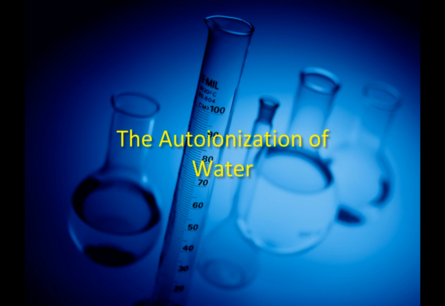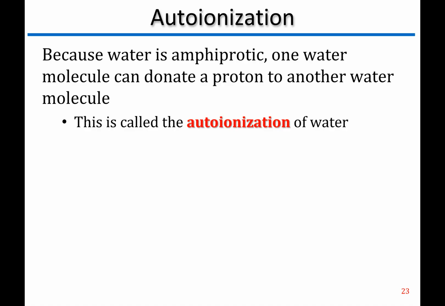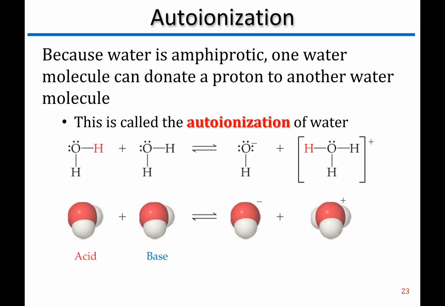Okay, so the next section we'll talk a little bit about the autoionization of water. Since water is amphoteric, one water molecule can donate a proton to another water molecule. This is called autoionization. So this is one water molecule donating a proton to another water molecule. This is the autoionization of water. That just means that here we have water acting both as an acid and as a base inside of water itself with no other outside influence.